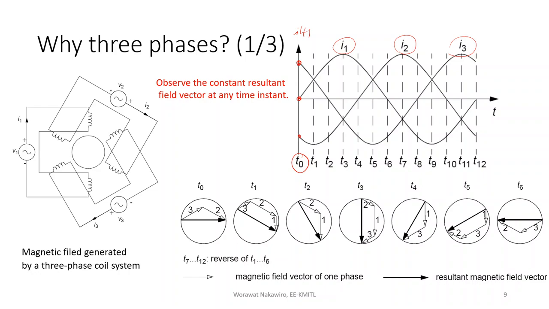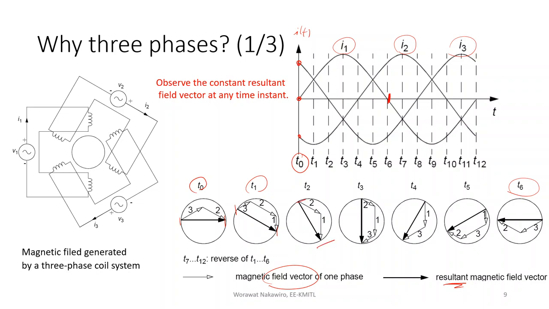If you plot the magnetic field vector of each of phase 1, phase 2, and phase 3 at any time instance from T1 up to T6, meaning we are looking at just half of the waveform, the pi radian like this, this is half of the I1 waveform up to T6. Now you can see that the sum of the magnetic field vectors for the three-phase system remains constant. At any time instance from T1 up to T6, the resultant of the magnetic field, which is the sum of the individual magnetic field vectors for each phase, is constant. It's constant because the magnitude is the same, but the direction is different.